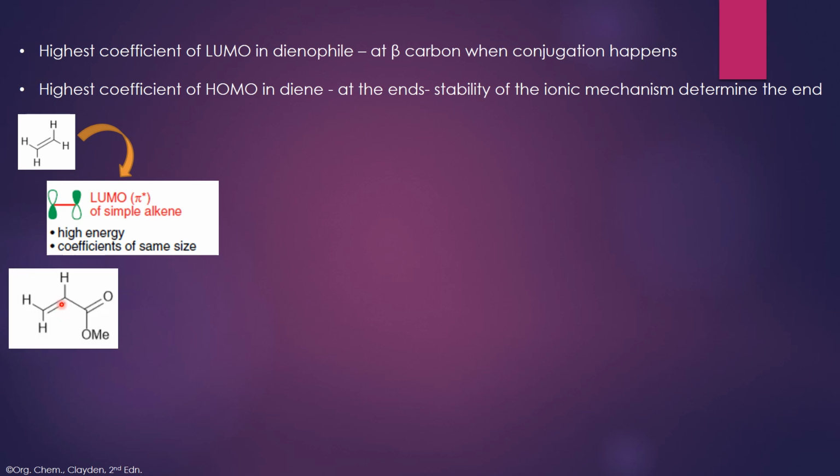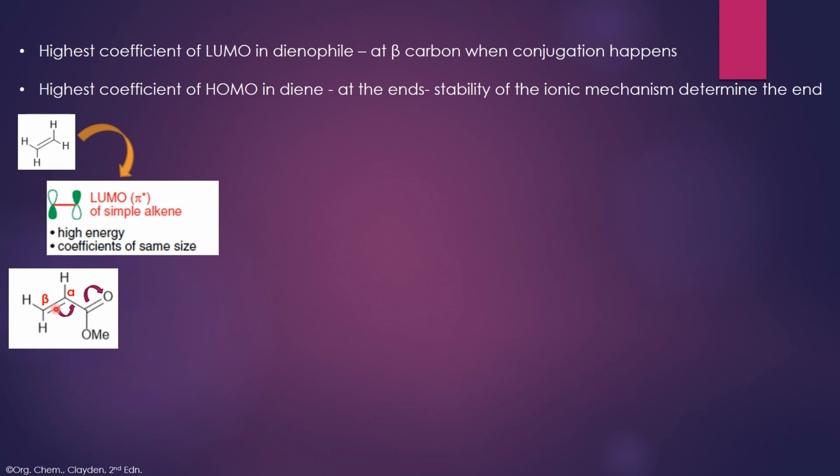But when this alkene is substituted with an electron withdrawing group, we can see that this bond shifts to here and this bond shifts to here. That means resonance, conjugation, is taking place. This pi bond shifts to here, and thereby this pi electron shifts to here. This is the alpha position with respect to the electron withdrawing group, and this is the beta position.